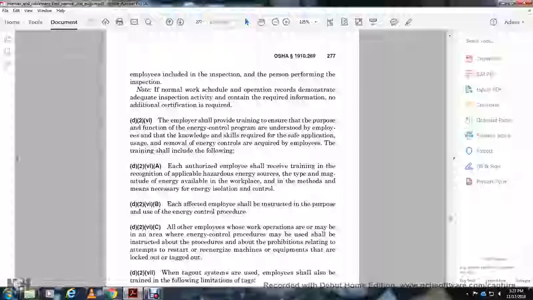The employer shall provide training to ensure that the purpose and function of the energy control program are understood, and that employees have the knowledge and skills required for the safe application, use, and removal of energy controls. The employee training shall include the following. Each authorized employee shall receive training in the recognition of applicable hazardous energy sources, the type and magnitude of the energy available in the workplace, and the methods and means necessary for energy isolation and control.